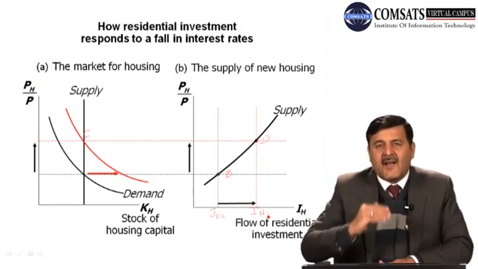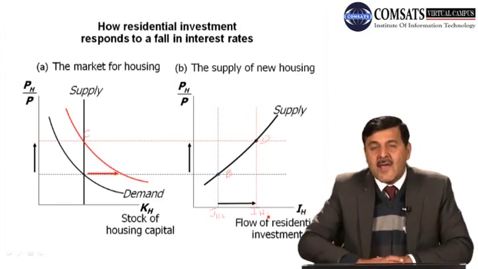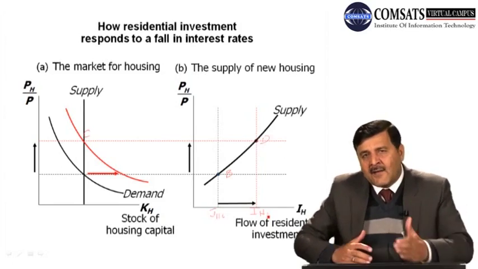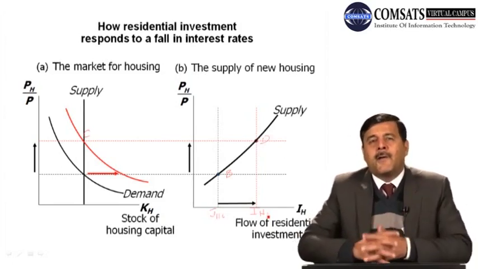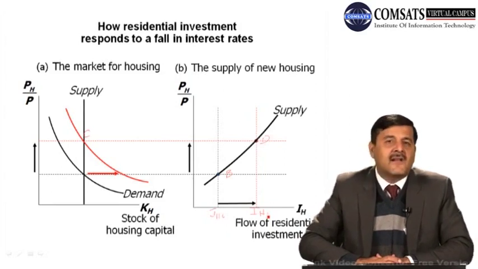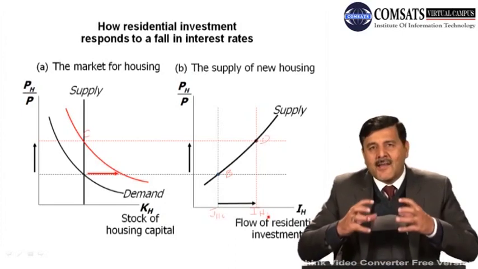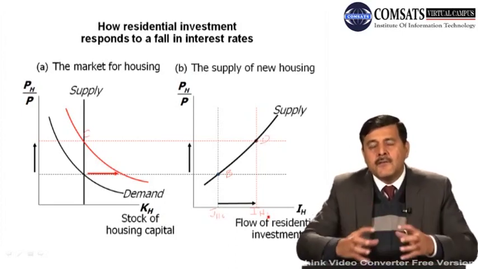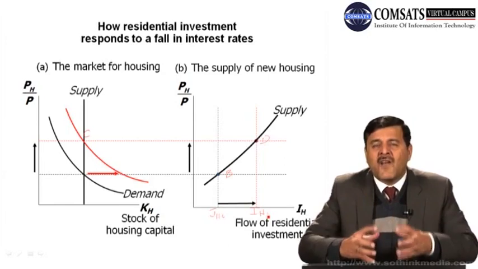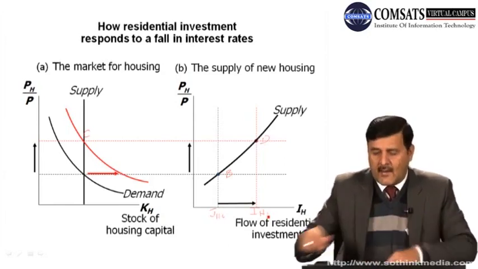So which is clear and evident from diagram B, ki with the increase in relative pricing of housing, the level or the flow of residential investment has increased from IH0 to IH1 in the country and the economy. So we can conclude that the relative prices of housing or houses determine the level of residential investment in the country and the economy.